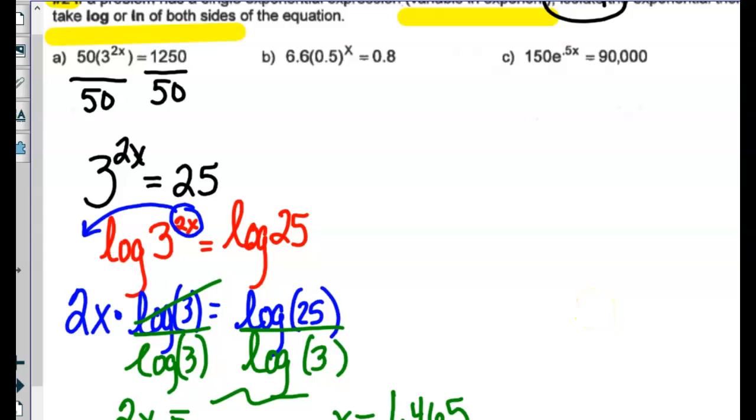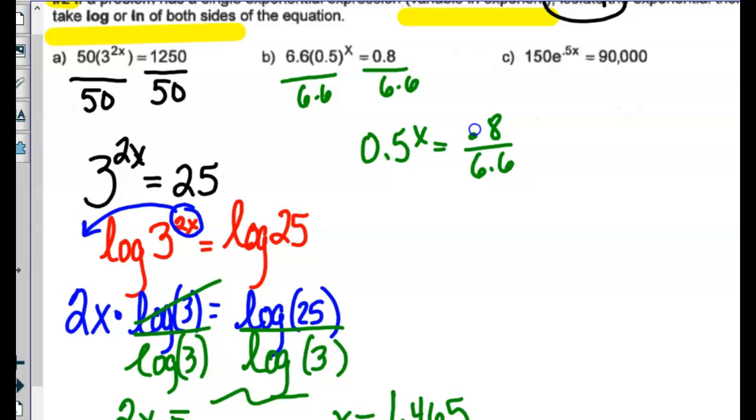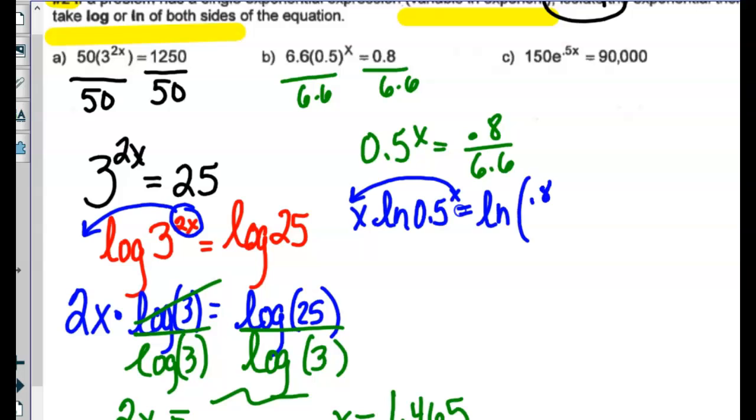Okay, moving on. So let's do one with what? An ln on both sides this time? Okay, so what do you want to do here? Divide by 6.6. So we have 0.5 to the x equals, I'm going to just leave that 0.8 over 6.6 because I'm super lazy. Then what are we going to do? You want to do ln this time? So we're going to do ln of 0.5, and I'm going to move that x out front, right? Equals ln of 0.8 over 6.6.